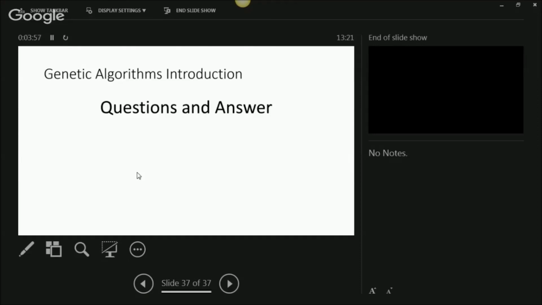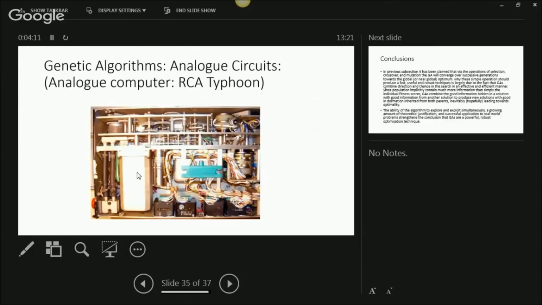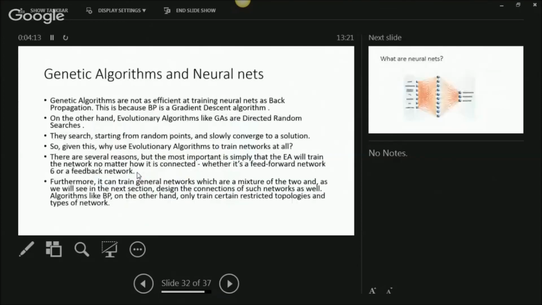Any questions, guys? Question? I got one. Do you know much about the relative benefits of using backpropagation as opposed to genetic algorithms for training a neural network? Yes. You've got a slide about that, haven't you? I've got a slide about that.